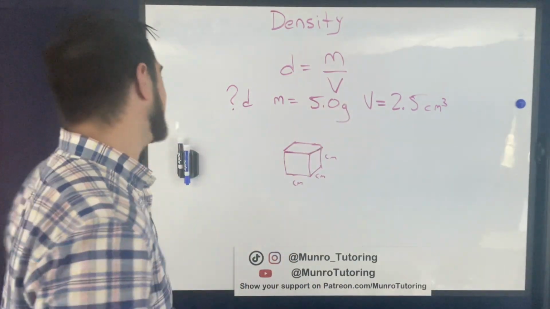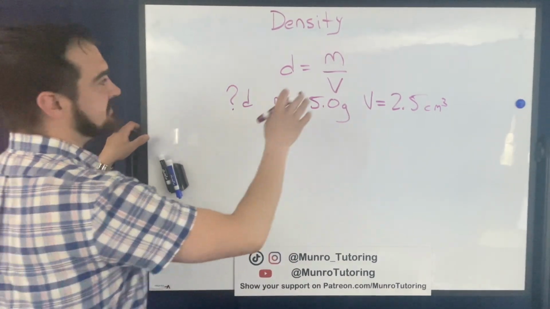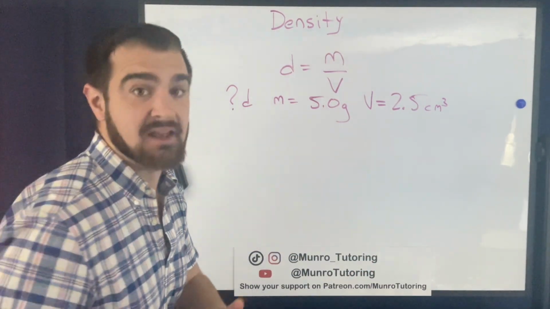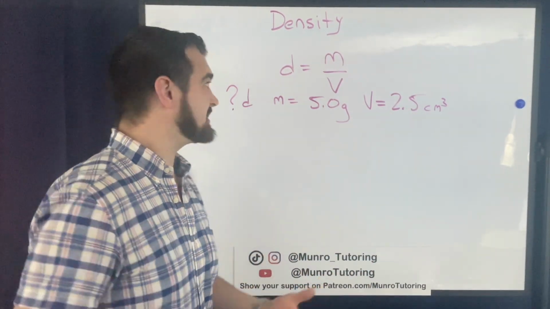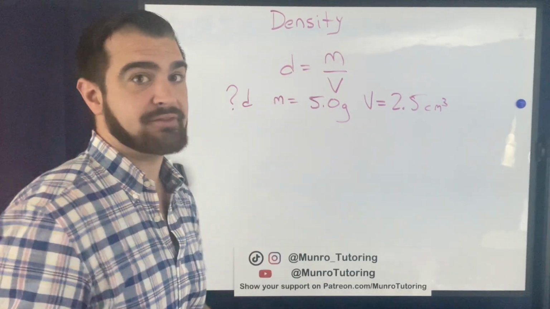So let's get back into this here. The question was, what's the density of an object with a mass of 5 grams that occupies 2.5 cubic centimeters of space? Of course, this is the easiest version of the problem, because we just say that the density is the mass over the volume. So we're just going to divide it, right?